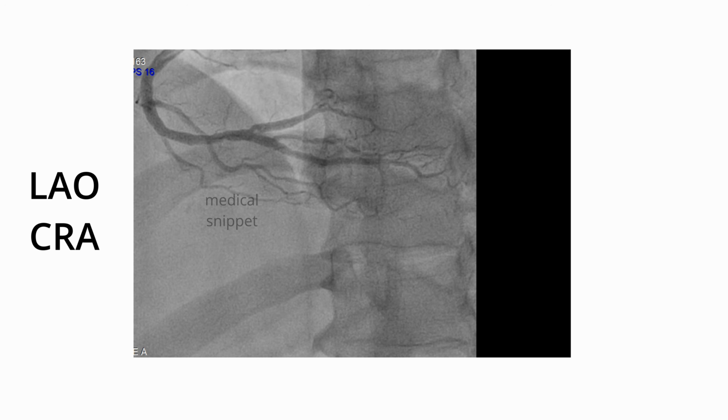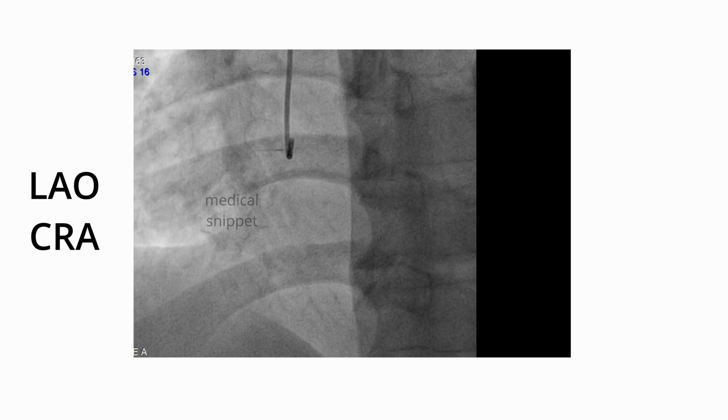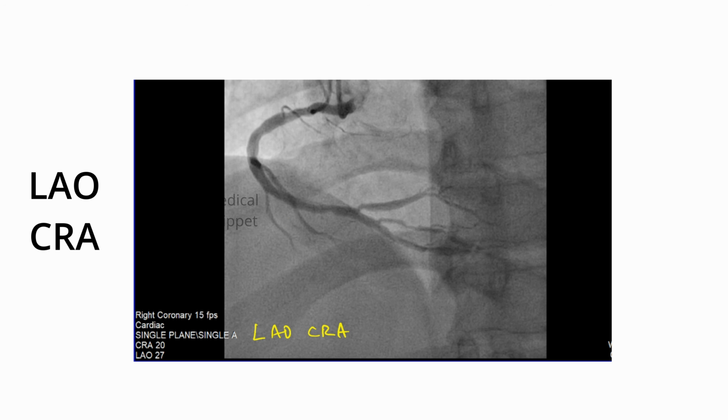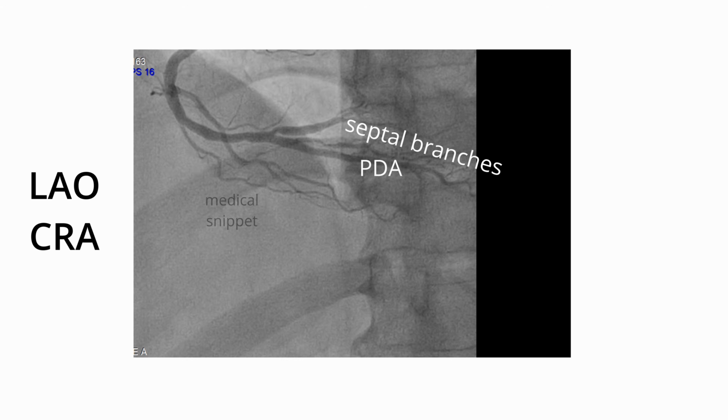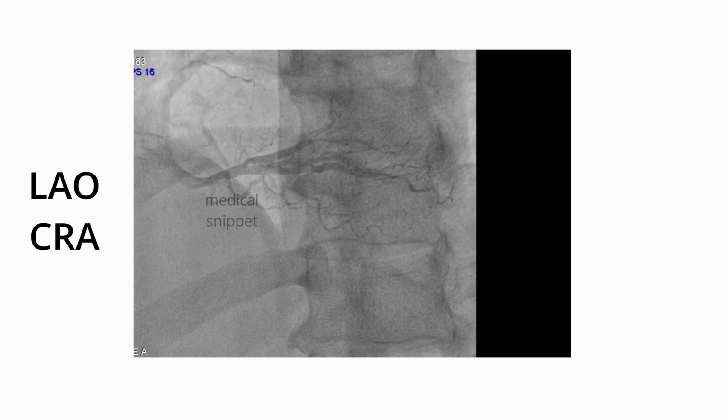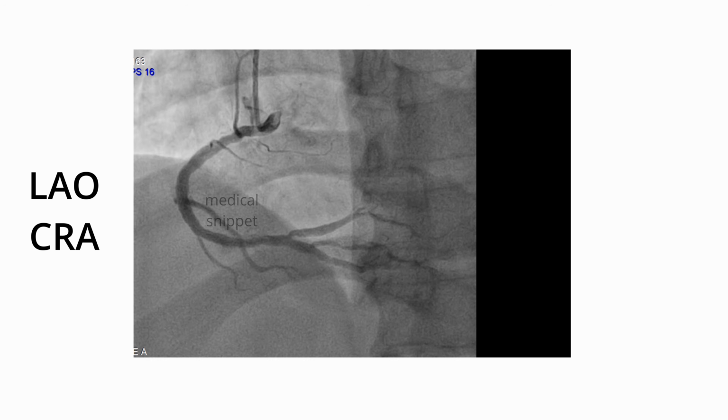In levo-cranial view, the distal RCA with PDA, that is posterior descending artery, and PLV, that is posterolateral ventricular branches, are seen well. PDA is the first branch to arise from the distal RCA, and PDA also gives rise to the septal branches.